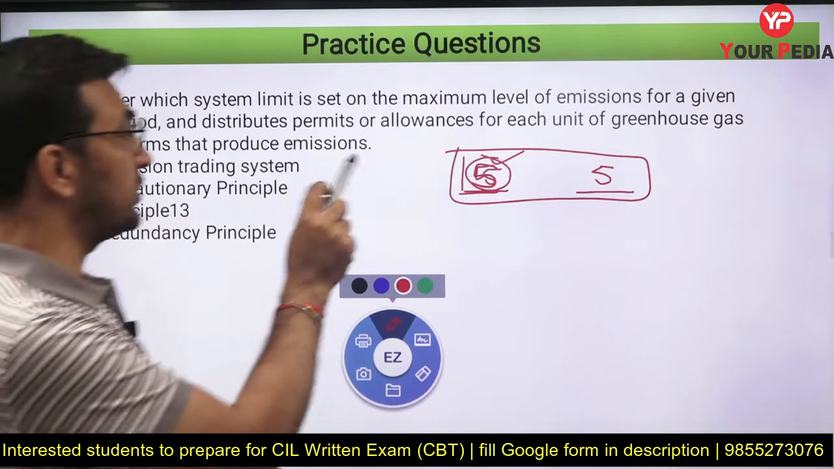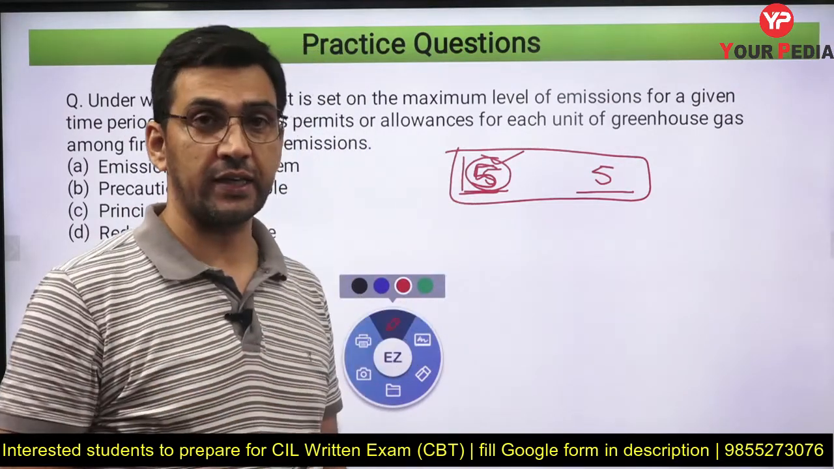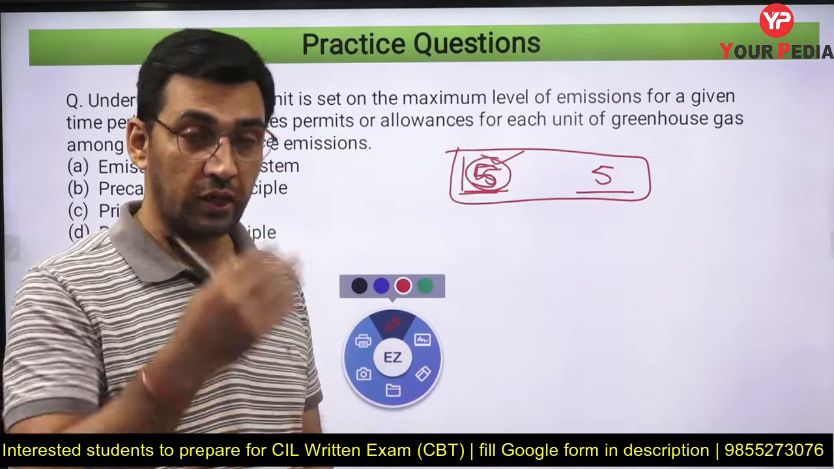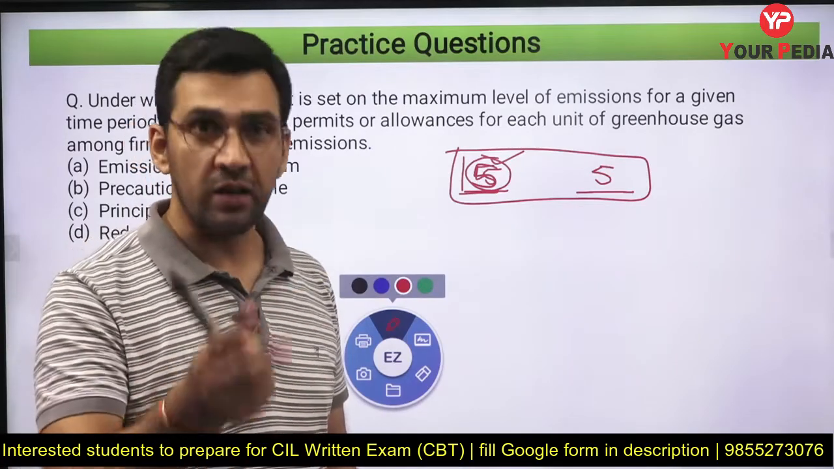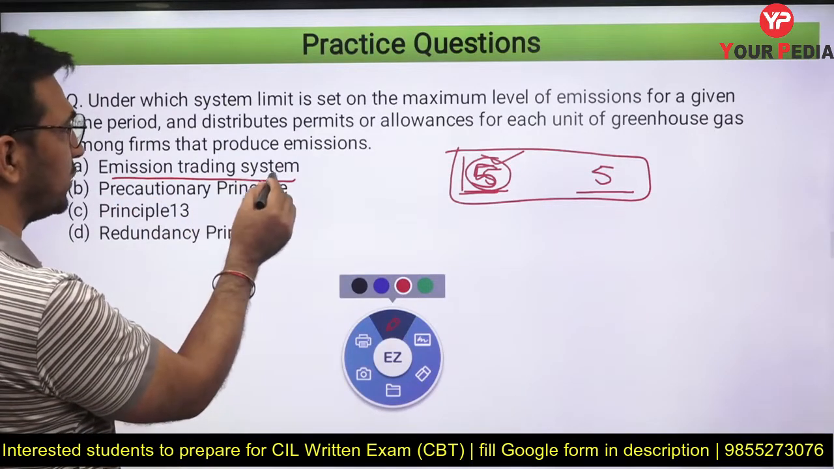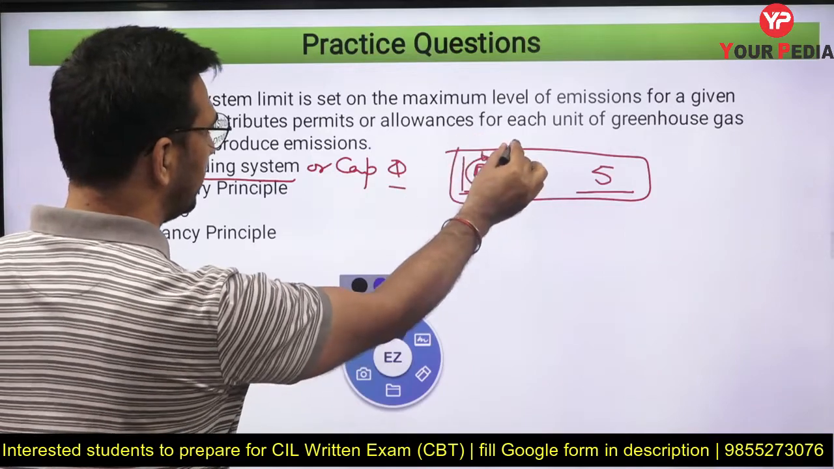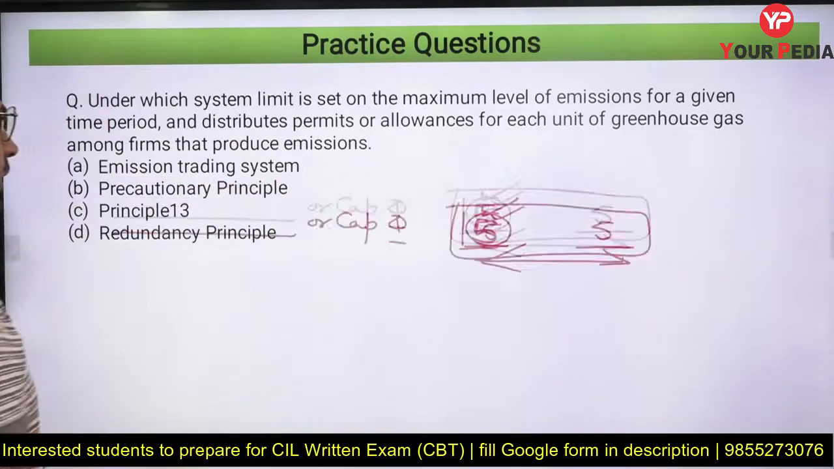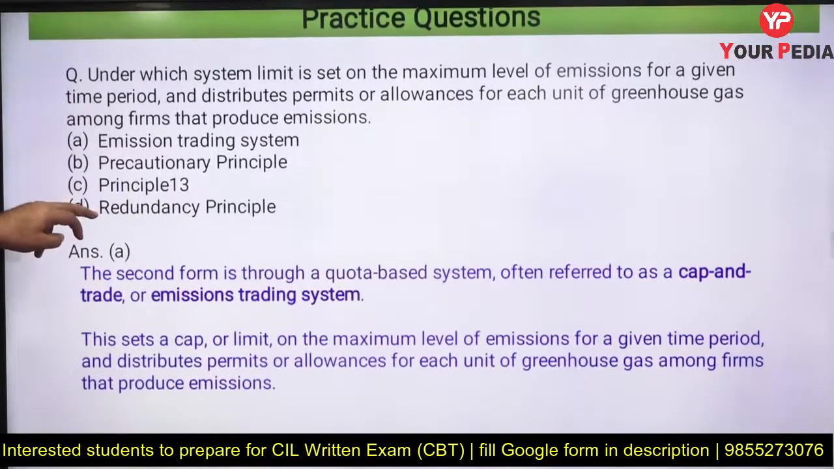So under which system do you have this? One was the carbon tax, where you are imposing a direct tax on the amount of carbon dioxide, the amount of greenhouse gases, you are releasing into the environment. The other system was cap and trade, or we also gave it a name called the emission trading system. So either it is the emission trading system or cap and trade. Cap and trade means put a limit and then you can trade among yourselves. That is the meaning of it. So it was, I think, A, right? So that we discussed over there.